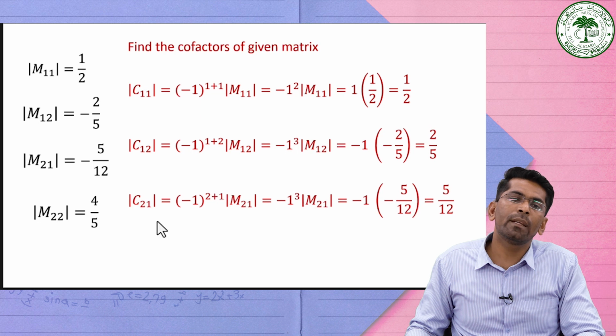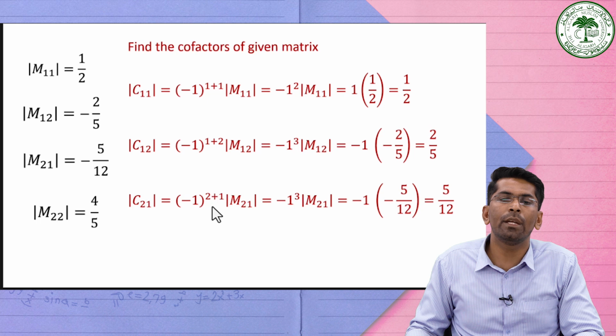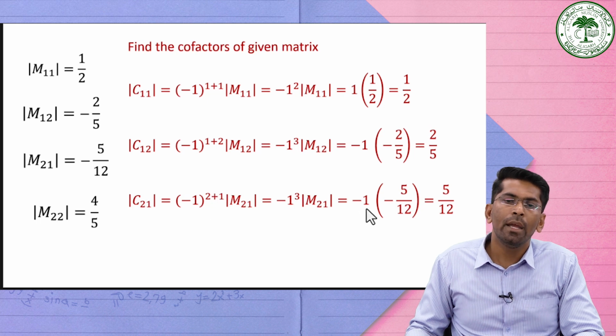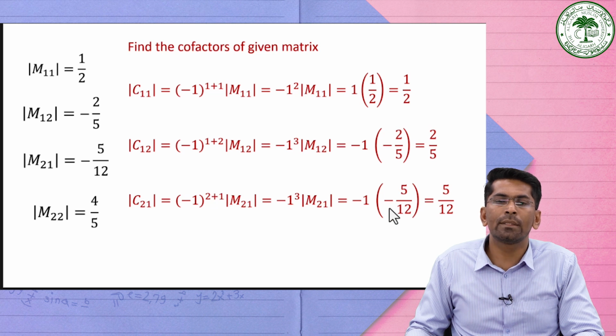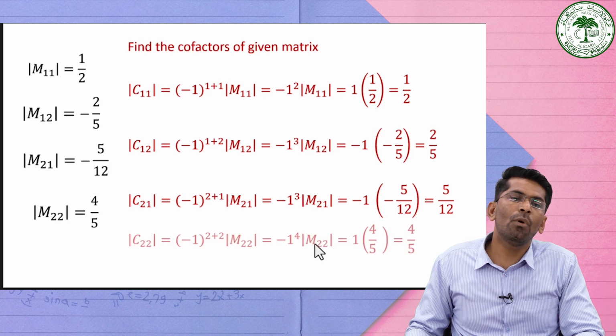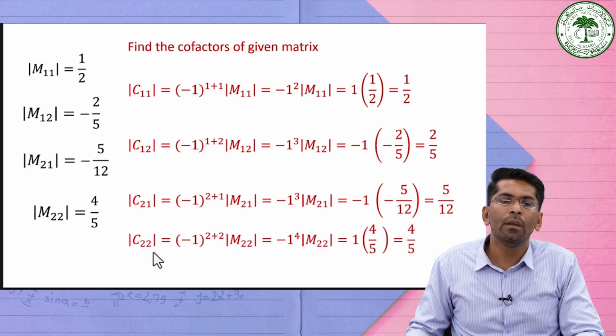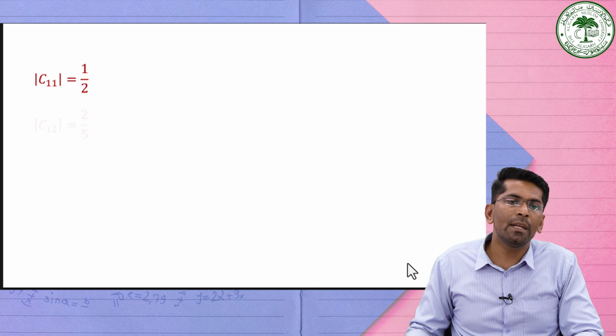The third cofactor, that is C21, minus 1 raised to the power 2 plus 1. So it is minus 1 cubed, which is equal to minus 1 into the third minor, minus 5 by 12. So minus minus will become plus 5 by 12. Then we have the fourth cofactor, that is C22, which is equal to minus 1 raised to the power 2 plus 2 into the fourth minor, which is equal to 4 by 5. So it is 1 into 4 by 5, which is equal to 4 by 5. So I am writing these cofactors separately here. The four cofactors are written here.